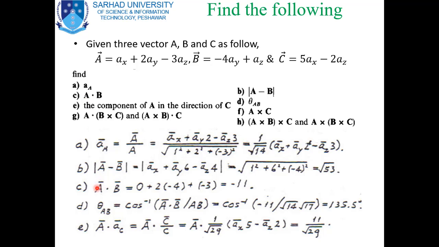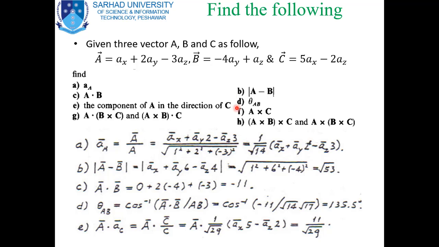In the third part, we have to find the dot product of a and b. So we will first write the components of vector a, then we'll put a dot, and then we'll write the components of vector b, and we'll multiply their components such that our formula will be a dot b is equal to ax bx plus ay by plus az bz, and our answer will be equal to minus 11.